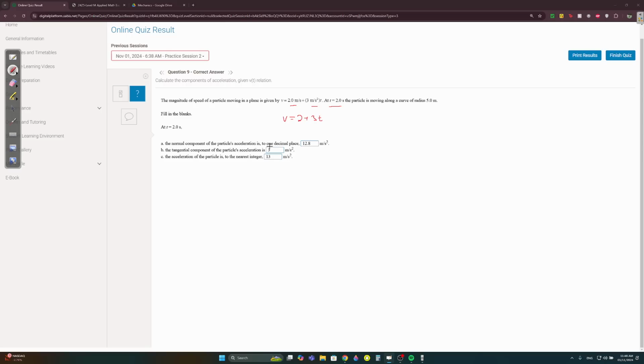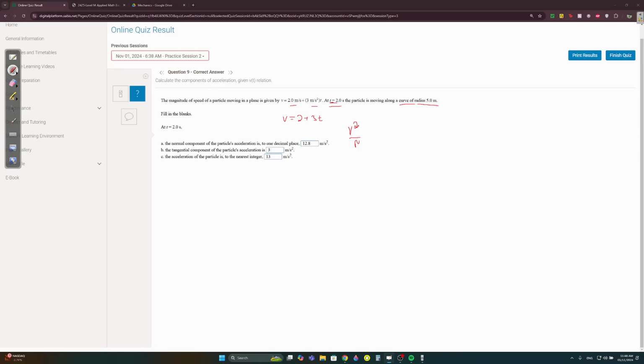It's only 0 in UCM. Here, even though they said radius 5, that doesn't mean it's UCM. They said it's a curve, so you're going like this. The normal component, the tangential component. Again, you're going to do v squared over r for the normal component.